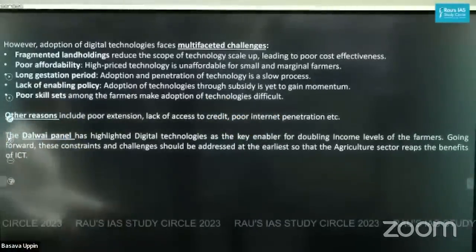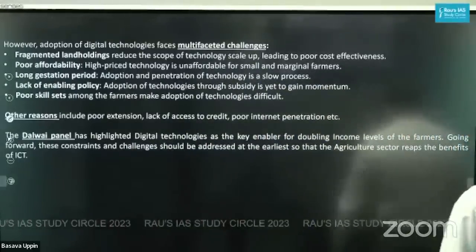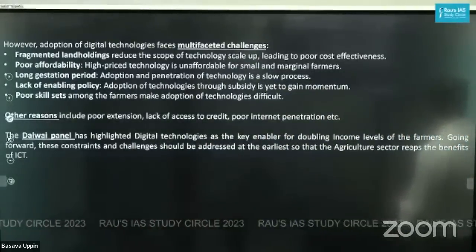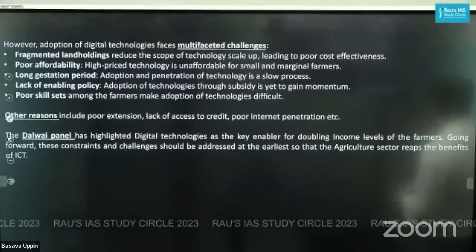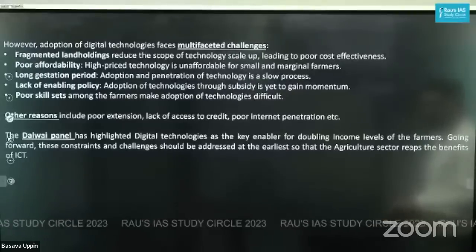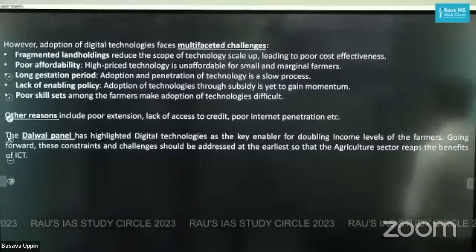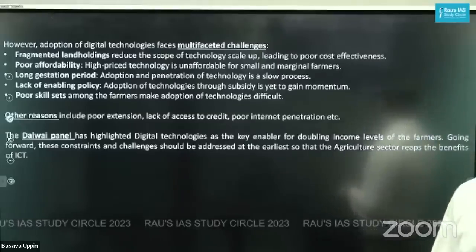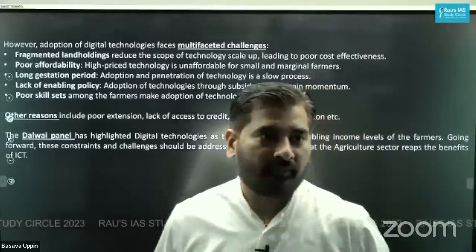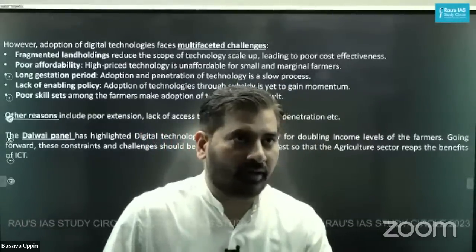And look at the conclusion. The Dalwai panel has highlighted that digital technologies can emerge as a key enabler for doubling the farmers' income. Going forward, these constraints and challenges should be addressed at the earliest so that agriculture sector reaps the benefits of the digital technologies or ICT. I hope you are clear, all of you. Okay, fine.